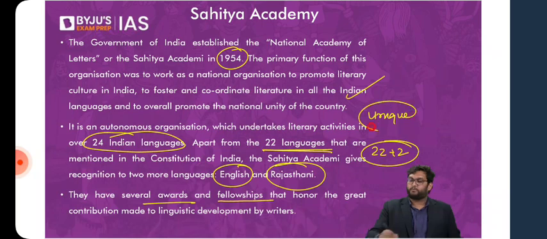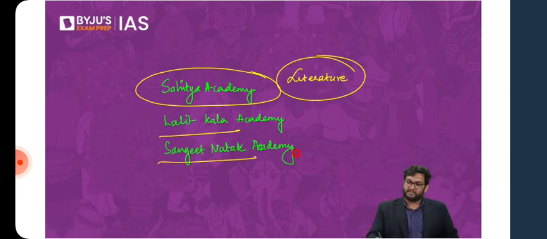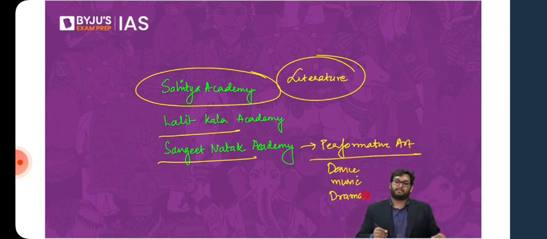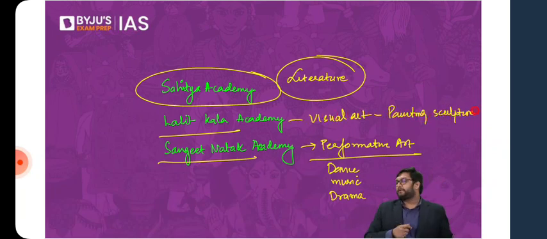Then come the two very close ones, Sangeet Natak and Lalit Kala. Now, Sangeet Natak already has the name of it. This is performative art, which is dance, music, drama. On the other hand, Lalit Kala is visual art, which is paintings, sculpture. Remember this distinction and you will be able to answer any question from this area. Any question from this area can be understood and can be answered through this.